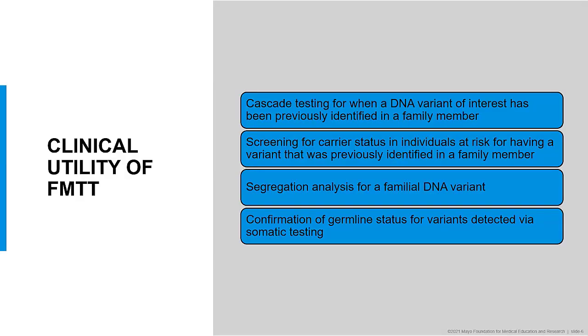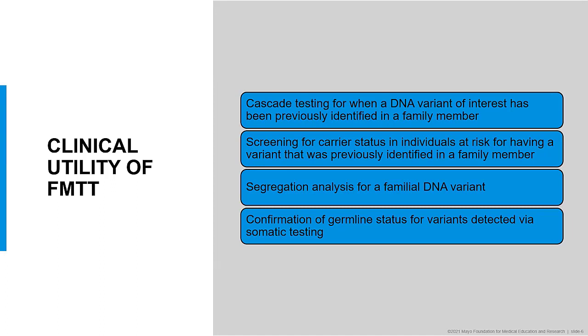FMTT can be used in a variety of settings. Most often, it is used for cascade testing for family members when there is a known familial variant. In these cases, the presence or absence of the variant can guide clinical care in the family members and can inform additional family members about the risk for the familial variant. Similarly, family members may undergo targeted carrier screening based on known familial variants.